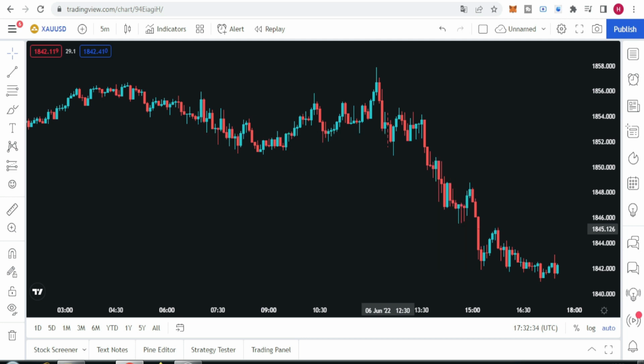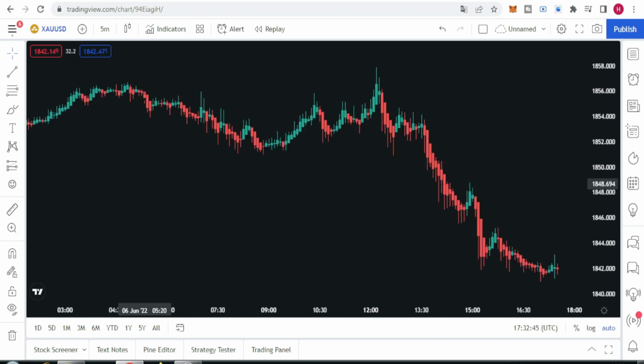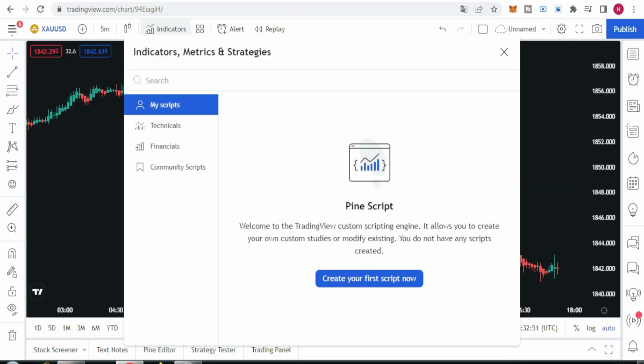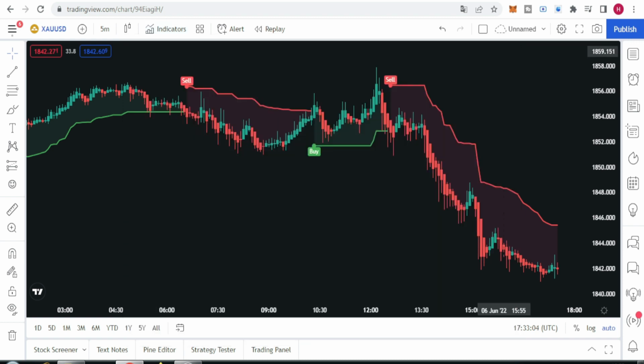The first indicator to install is the chandelier exit. But first, let's switch from the candle chart to the Heikin-Ashi chart. By simply typing the name of the indicator in the search bar, we will see these results. Let's click on the first one, and our chart will be looking something like this.